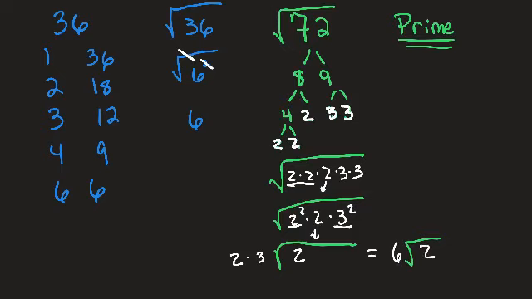Now, why would I do that rather than just take the square root of 72? I mean, I can put it in my calculator. It's going to be an irrational number because it's not a perfect square. I'm going to get some run-on number that'll go on off the calculator. So why not just get this run-on decimal?